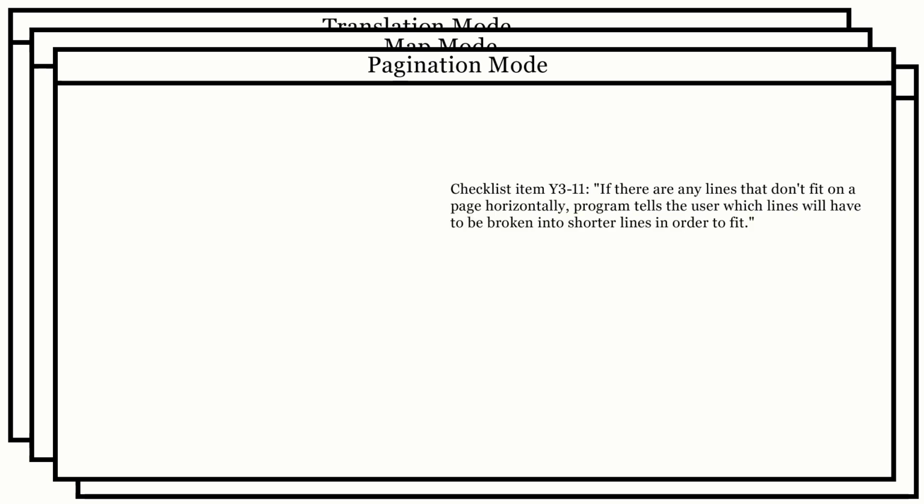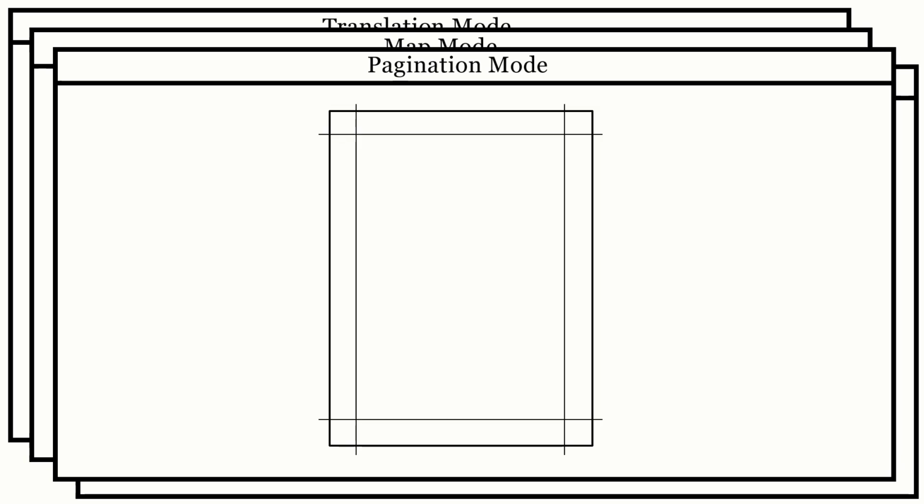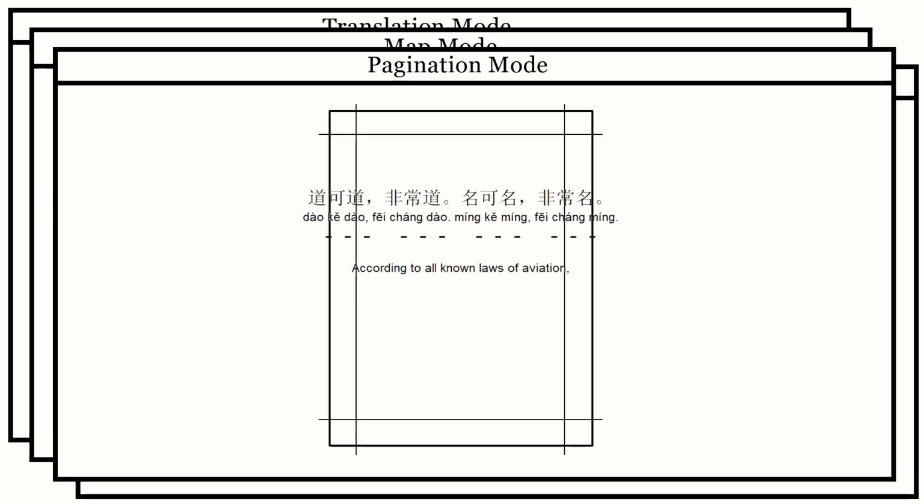Okay, let's look next at what's valid for printing and what's not. Checklist item 3-11: if there are any lines that don't fit on a page horizontally, the program tells the user which lines will have to be broken into shorter lines in order to fit. For example, if we have this line of source and pronunciation and gloss, then the program considers the font size settings, does that alignment stuff, and determines how long that line will be printed on paper.